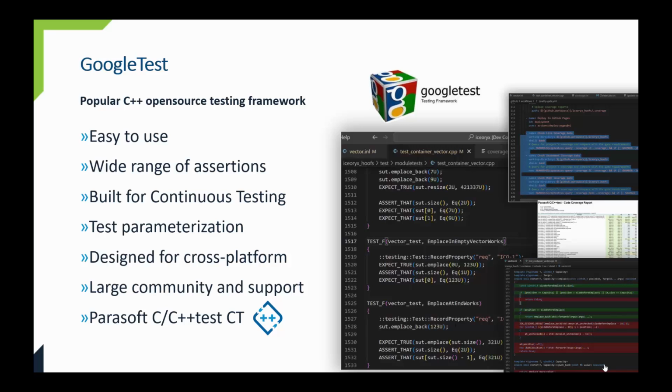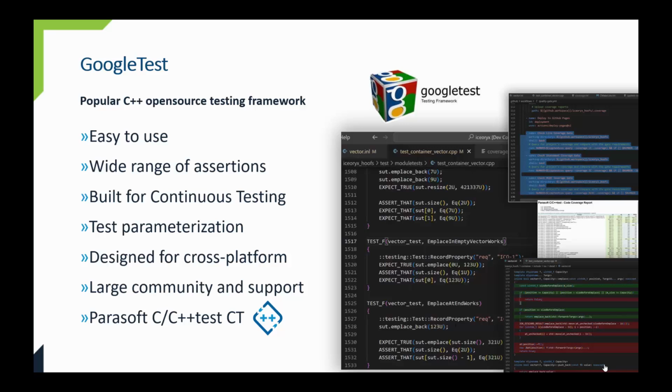scenarios or conditions. A key advantage of Google Test is that it integrates well with popular build systems like CMake, making it easy to incorporate testing into your build process and CI pipeline. It's also designed to be cross platform so you can test on various operating systems. And because it's widely used, there's an active community where you can find lots of resources, tutorials, and discussions.